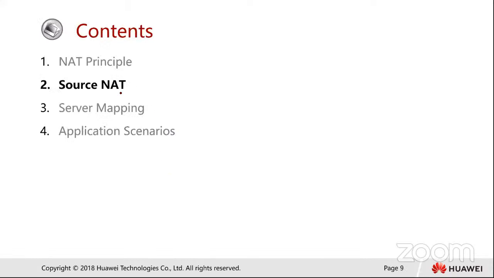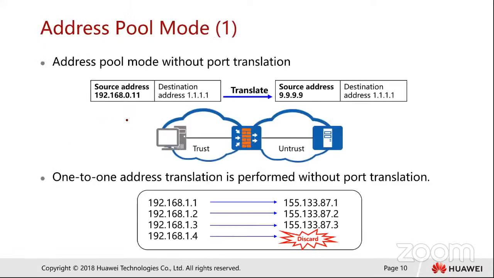So let us look at source NAT and see the things that are inside source NAT. We said it has address pool mode. I want you to look at how address pool mode does the network address translation. In address pool mode, there are two modes: one with port translation and one without port translation. So let us look at the one without port translation.